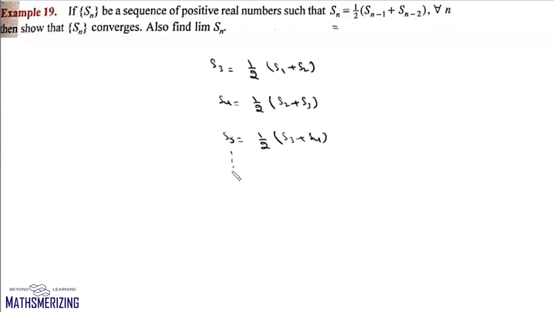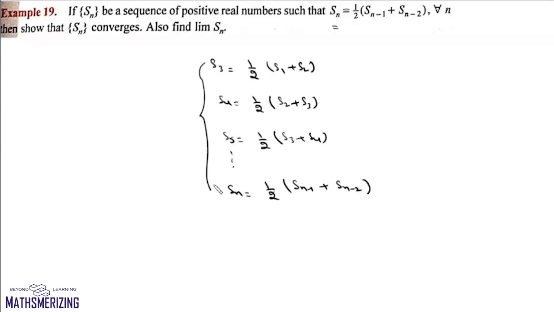Now from this we can write S3 equals 1 by 2 (S1 plus S2), S4 equals 1 by 2 (S2 plus S3), S5 is 1 by 2 (S3 plus S4), and in the same way we can write Sn will be 1 by 2 (Sn minus 1 plus Sn minus 2).